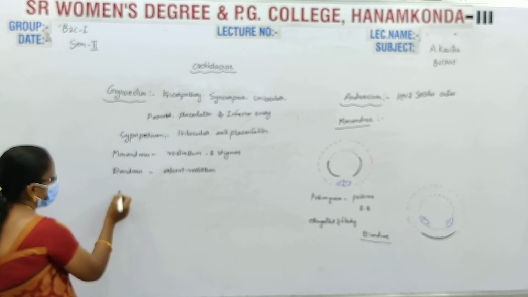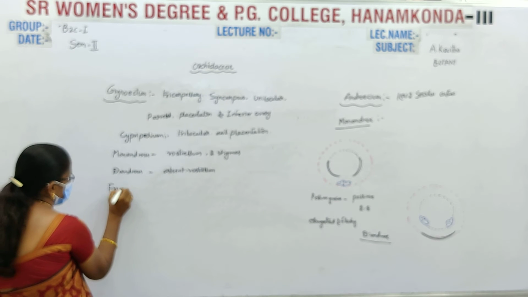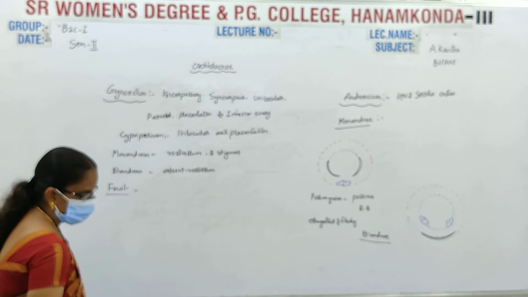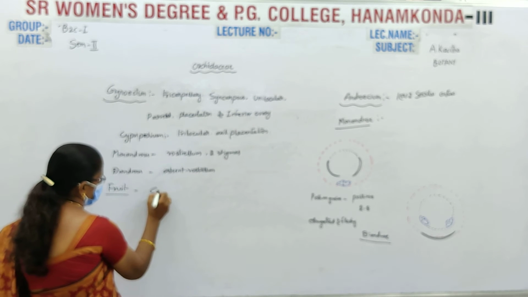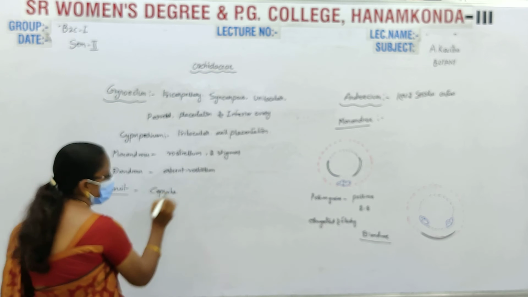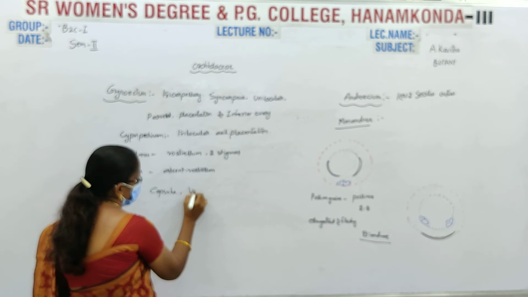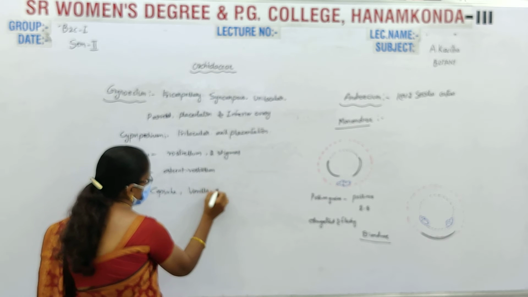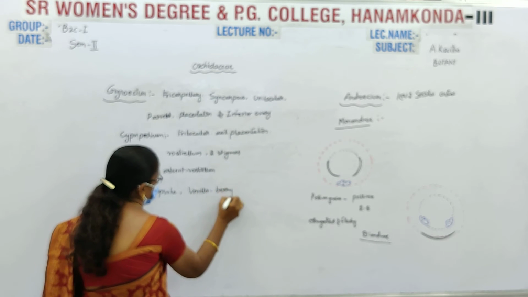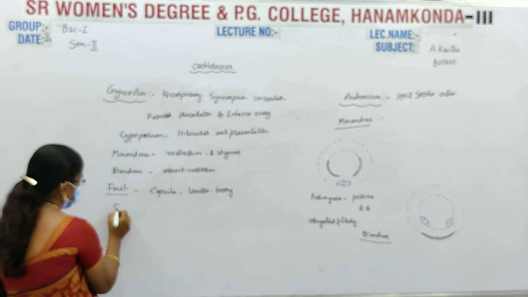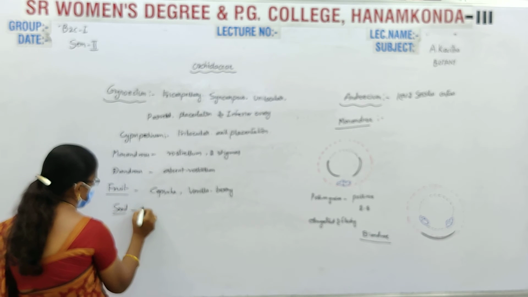And the next one is fruit. The fruit is normally a capsule. In vanilla plants, it is a berry fruit. The seed is non-endospermic.